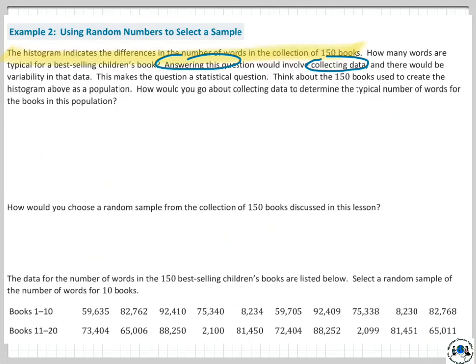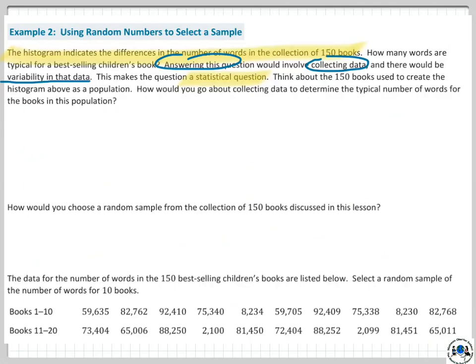And there would be variability in that data. What does that mean, variability? Well, variability means difference. There would be differences. So it's a statistical question because of that variability. There are going to be differences when you collect once or when you collect another time. You take a sample of 10 books, let's say, then you take another sample of 10 books. There's going to be variability. That becomes a statistical question because we're talking about chance and probability.